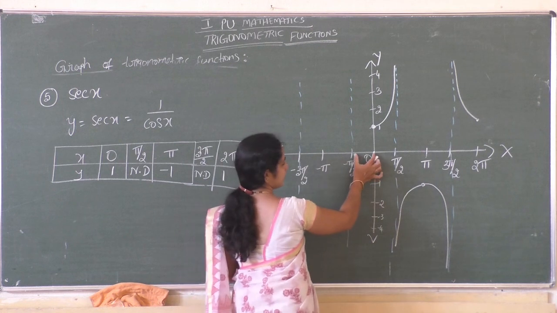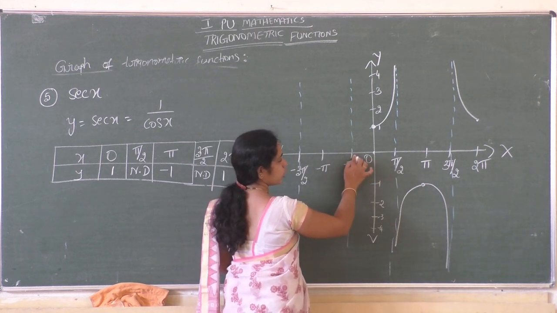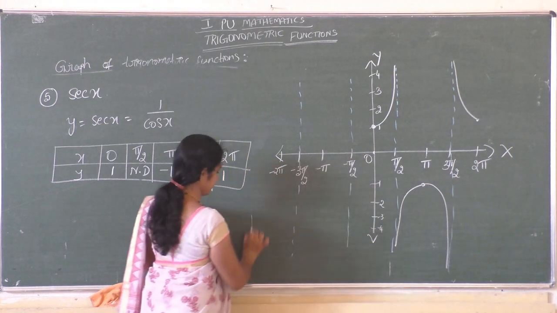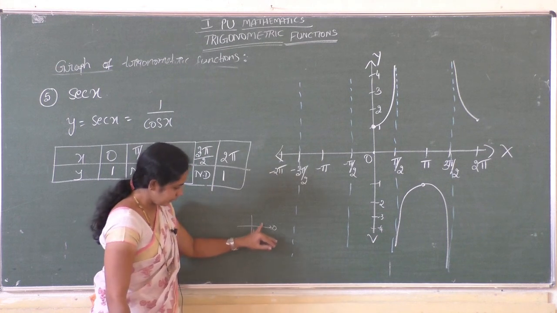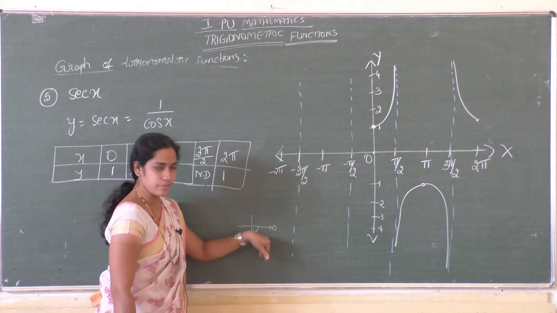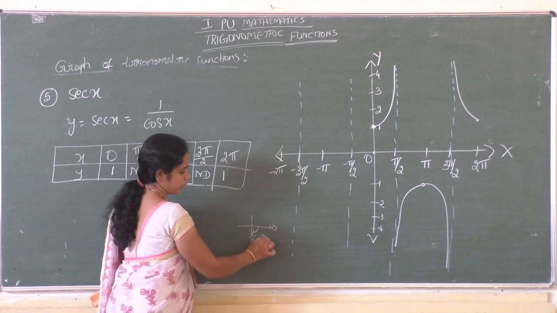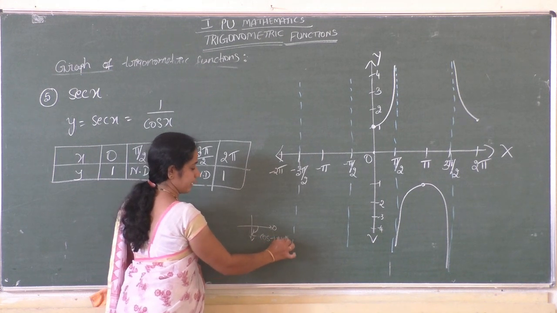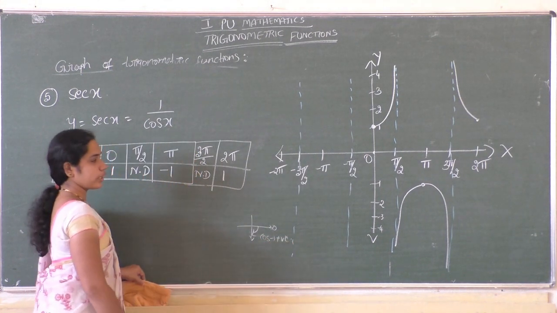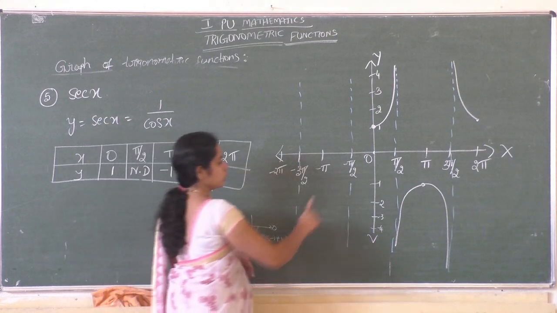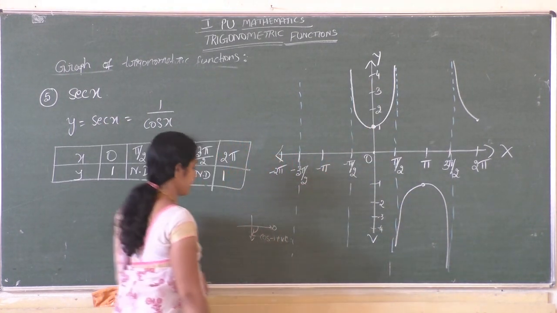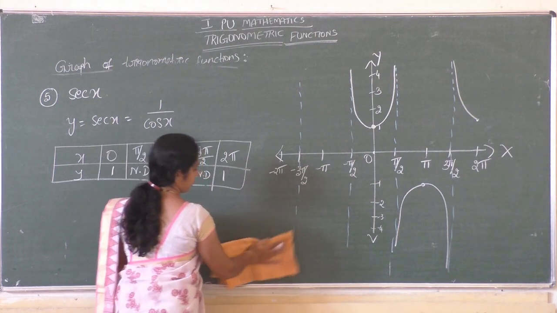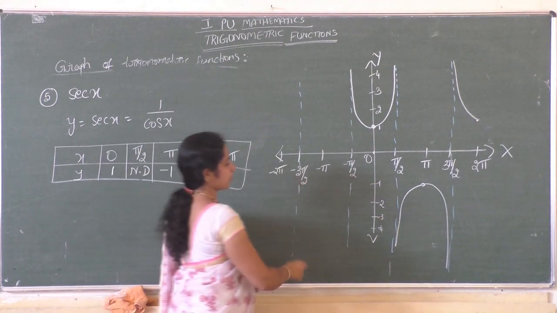Okay. Let us check from 0 to minus pi by 2. If it comes like this, 0 to minus pi by 2 is the fourth quadrant. In the fourth quadrant only, cos is positive, so it increases from 1 to infinity. Okay. Then same thing repeats.